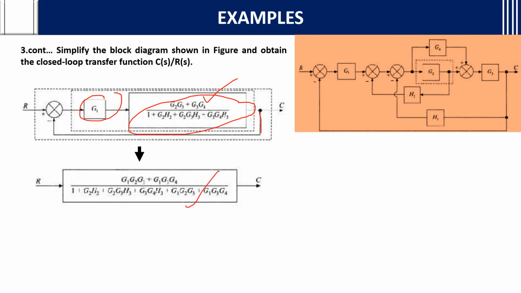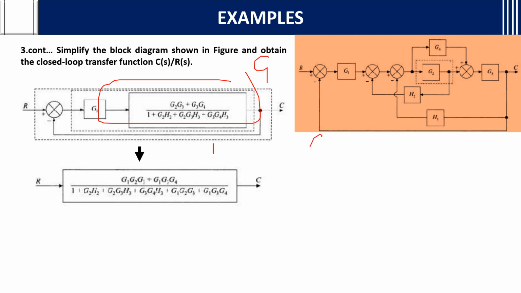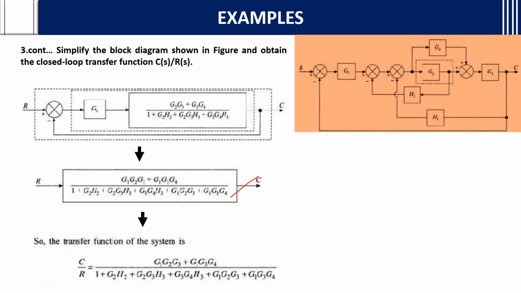But there is this loop also, 1. That is also considered in this final equation. See, if you consider this whole thing as G, this as 1, the formula will become G by 1 plus G into 1. Why? Because H is 1 there. Okay. If you substitute that G term into that equation, then you will get this equation. The final transfer function is this. Understanding?